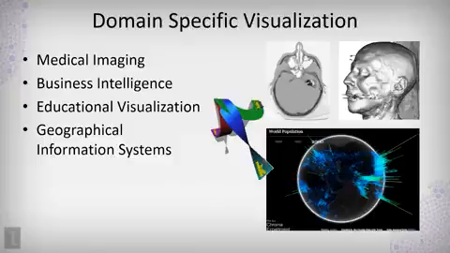Educational visualization. This is a visualization of how quaternions multiply that I made a few years ago. That helps the user understand geometrically what's going on with an otherwise abstract four-dimensional number system. Or geographic information systems, taking data that's geographic in nature, and being able to plot that in ways that helps you reason about your region or about the world as a whole.